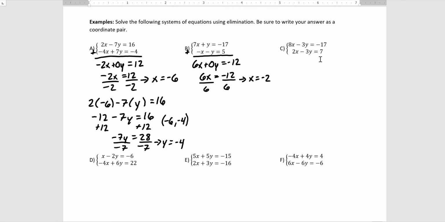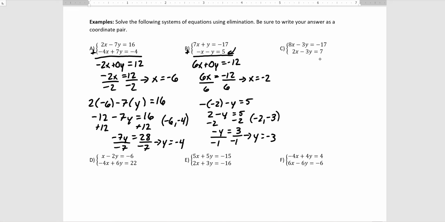Once I have that, I can plug it in. I'm going to plug it into this bottom equation. So I'd have the opposite of negative 2 minus y equals 5. So that's 2 minus y equals 5. I can subtract 2 from both sides. I'd have negative y equals positive 3. Divide by negative 1 to get y all by itself, and I'd find that y equals negative 3. So my solution here would be negative 2, comma, negative 3.